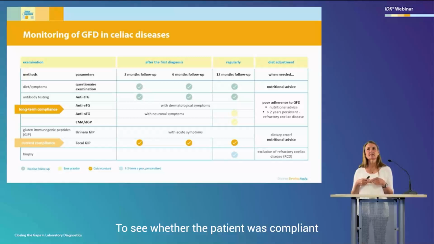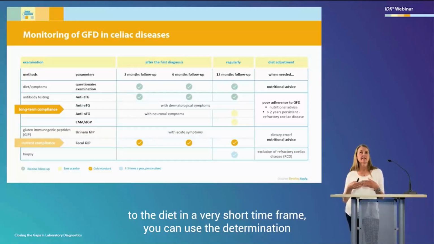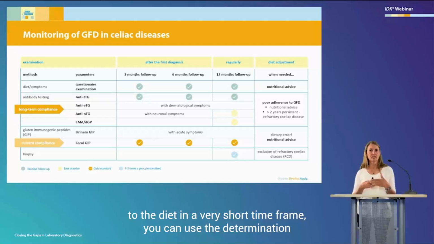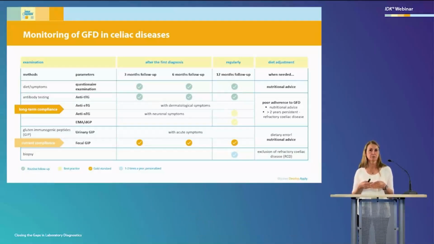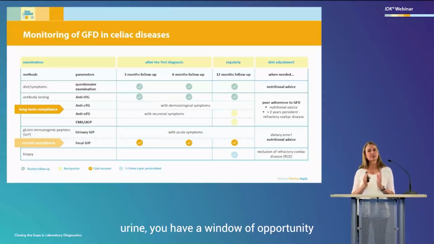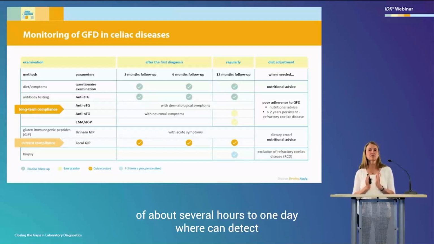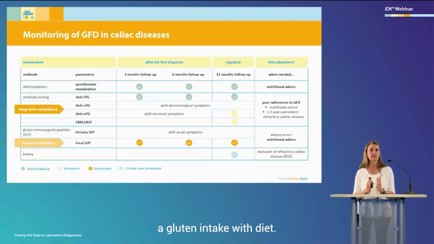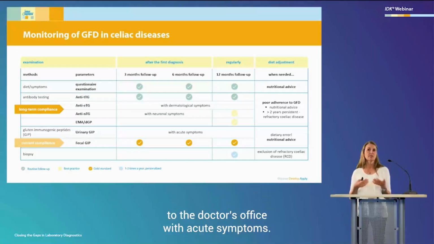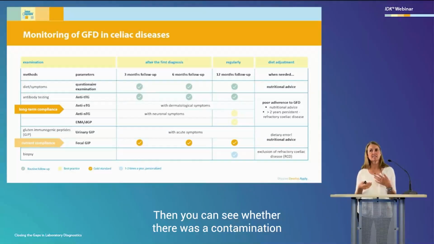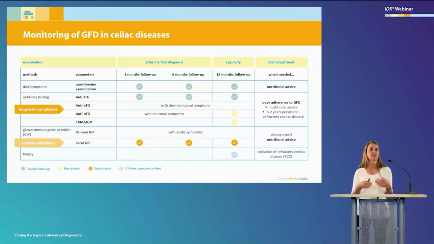To see whether the patient was compliant to the diet in a very short time frame, you can use the determination of the gluten immunogenic peptides, shortly GIP. If you test in urine, you have a window of opportunity of about several hours to 1 day, where you can detect a gluten intake with diet. That can be done when the patient comes to the doctor's office with acute symptoms. Then you can see whether there was a contamination in the diet.